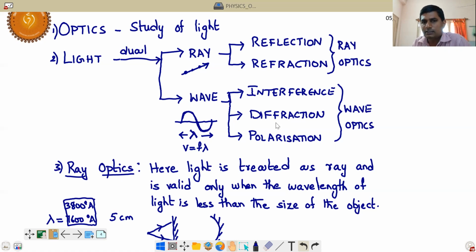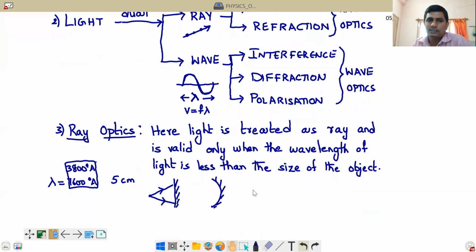Now the study of these 3 topics is called wave optics. Because light has dual nature, we have 2 topics: one is called ray optics, another is called wave optics. So what is meant by ray optics? It's where light is treated as a ray and is valid only when the wavelength of light is less than the size of the object. So what does it mean? The wavelength of light is less than the size of the object.